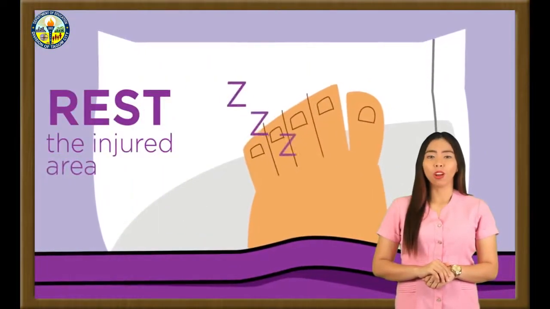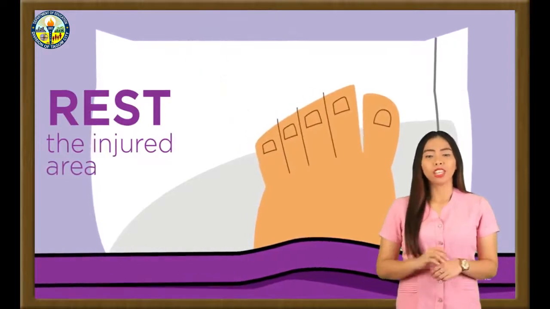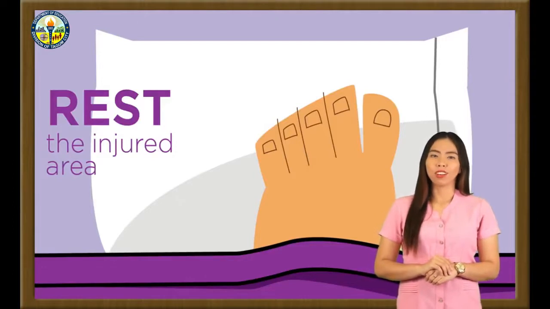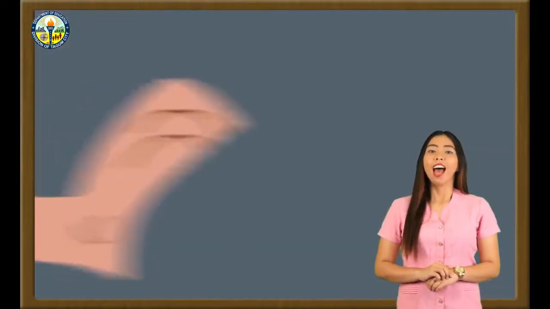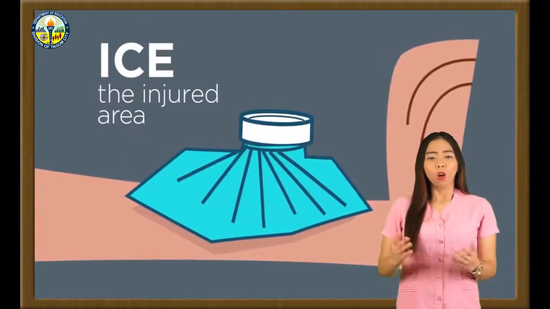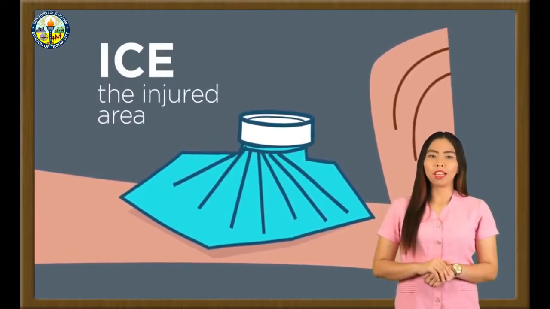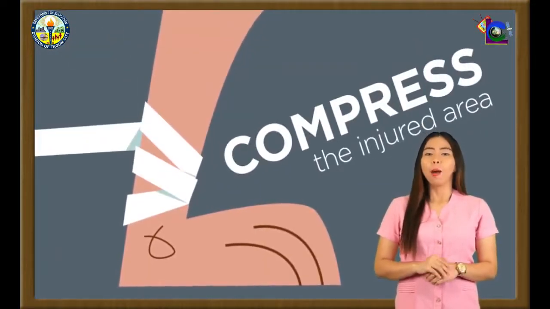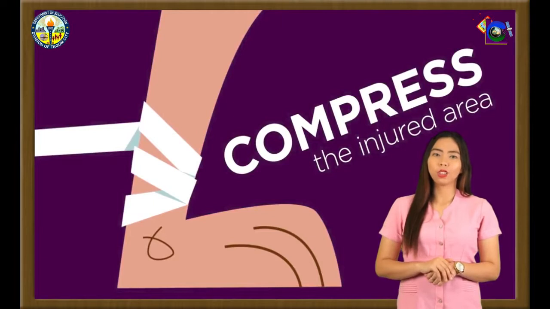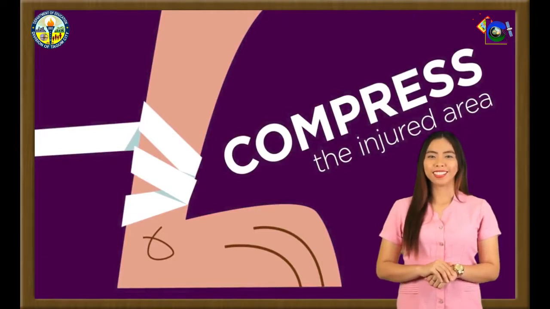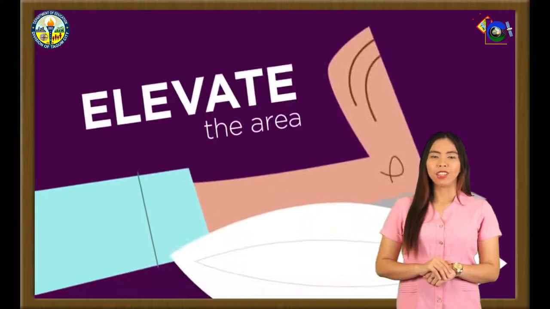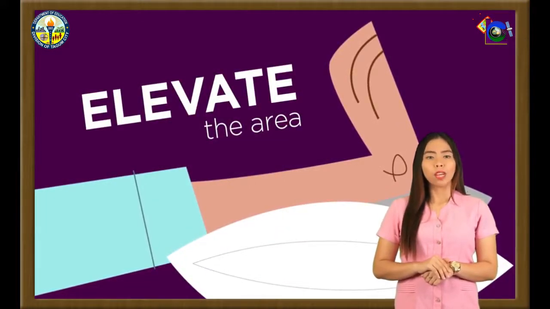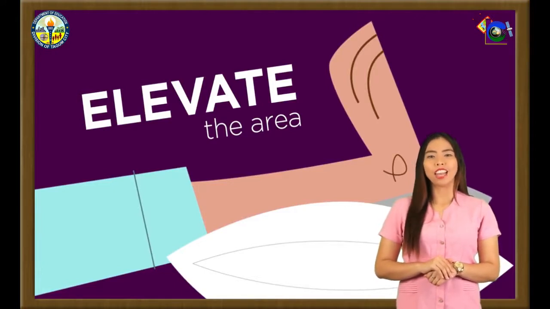R stands for rest. Immobilization prevents further injury and gives the body time to recover. I for ice. Cold reduces pain by numbing the affected area. C for compression. Pressure keeps swelling under control. And E for elevation. Keeping the injured body part above the heart reduces swelling and the associated pain and discomfort.